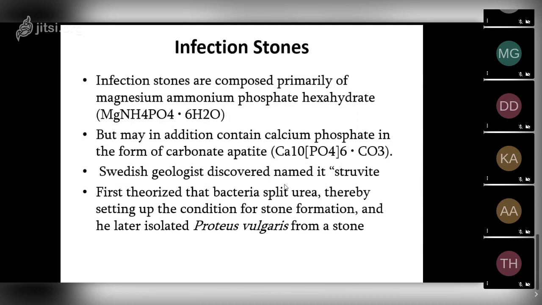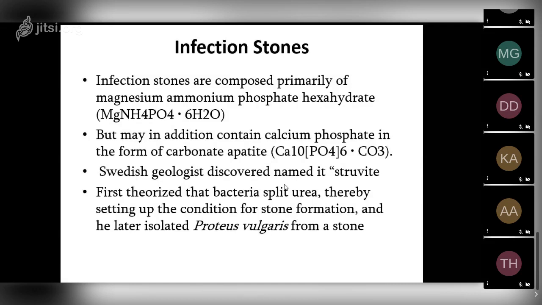This is another stone, struvite stone, or infection stone. Infection stones are composed primarily of magnesium ammonium phosphate hexahydrate. This is the chemical formula for this stone. Many in addition contain calcium phosphate in the form of carbonate apatite. Additionally, they may have some form of calcium apatite.